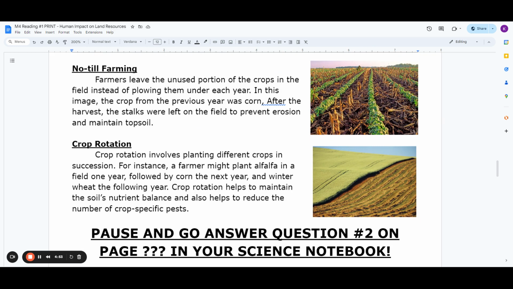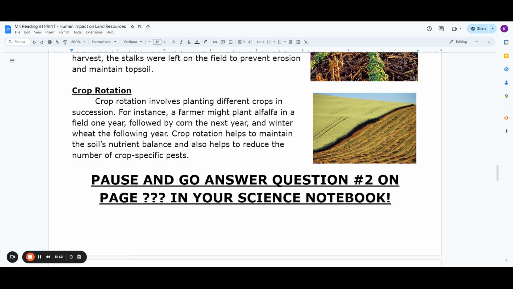No-till farming. Farmers leave the unused portion of the crops in the field instead of plowing them under each year. In this image, the crop from the previous year was corn. After the harvest, the stalks were left on the field to prevent erosion and maintain topsoil.